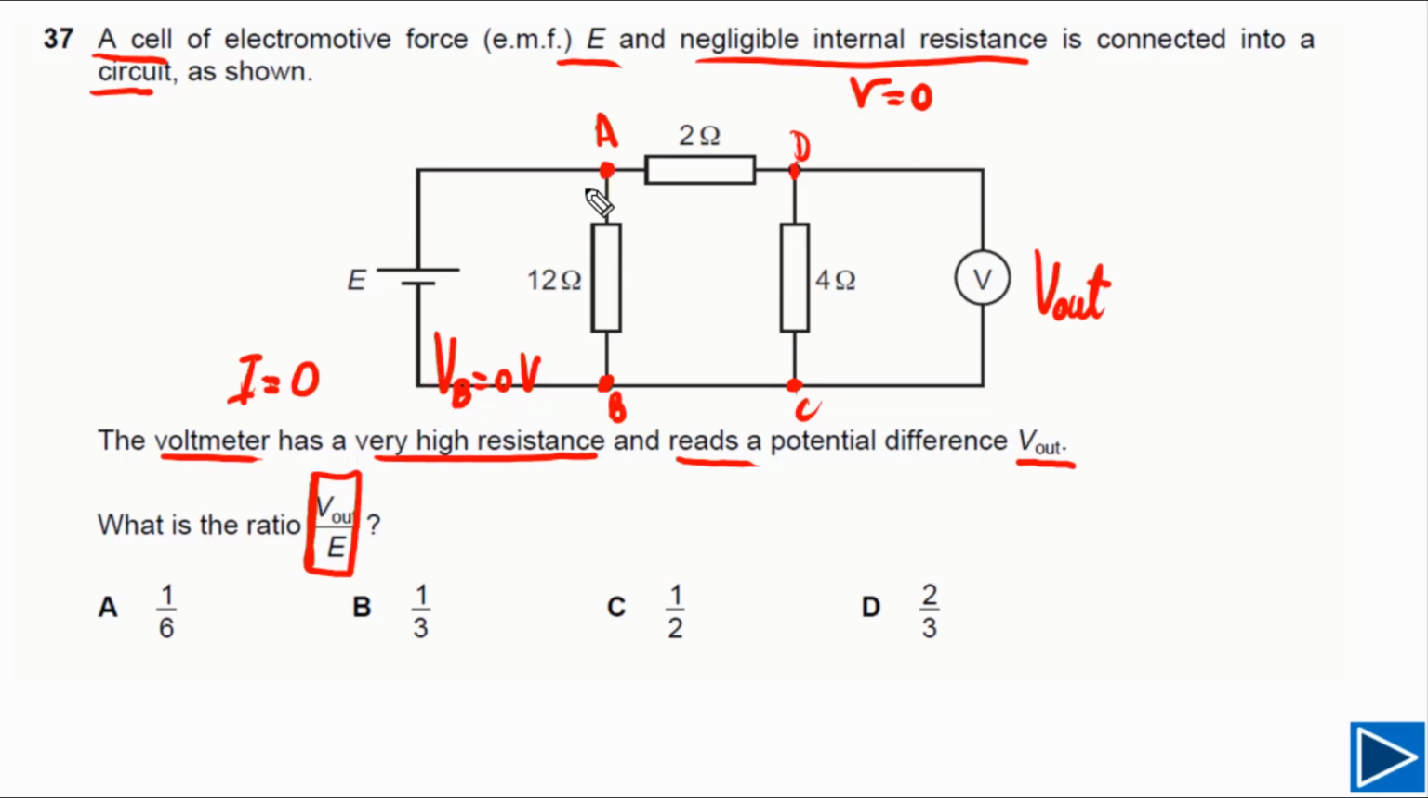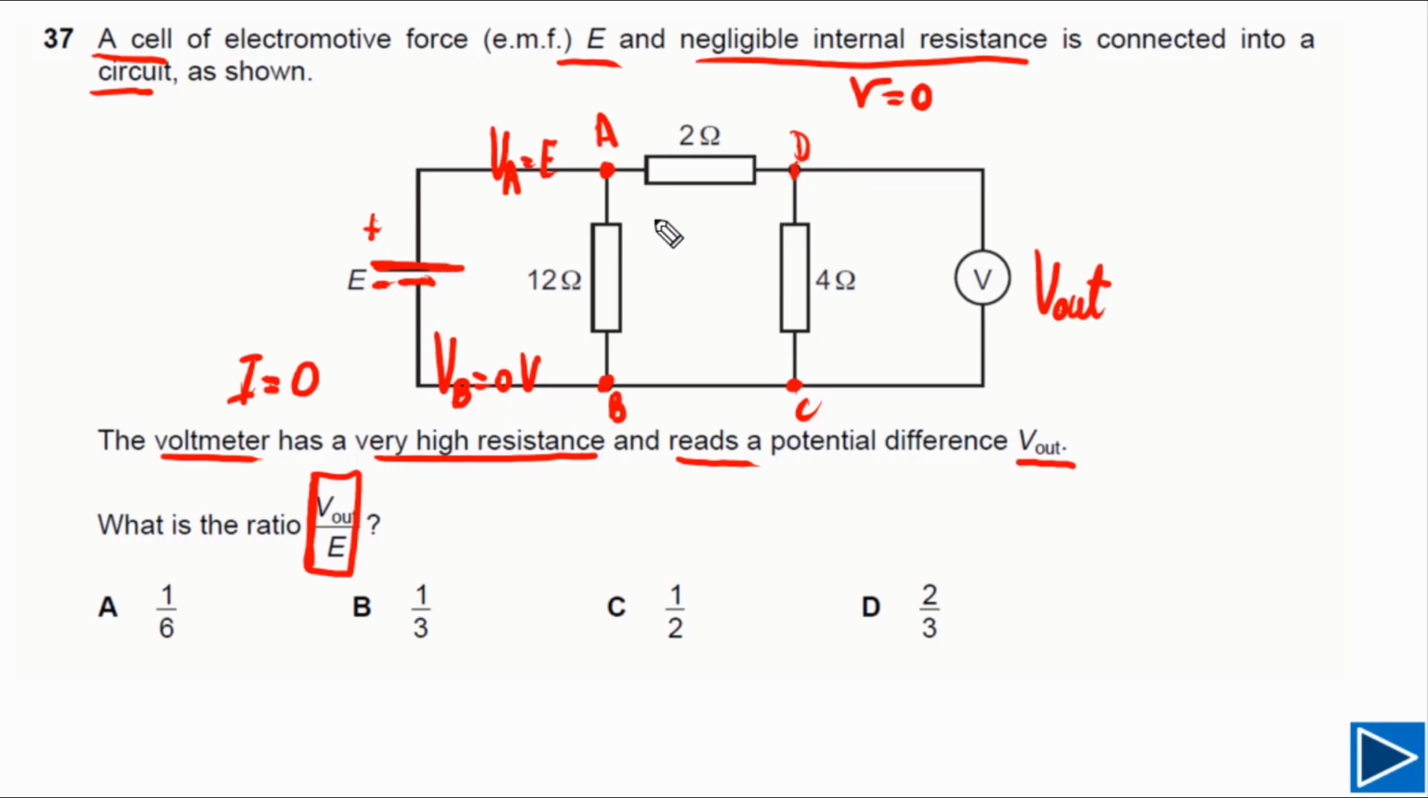Now, if we look at point A, then simply you can say that the potential at point A is equal to E, because this is directly connected with the positive terminal of the power supply, which in this case is the positive terminal of the cell. So this terminal is positive and this one is the negative terminal of this cell.